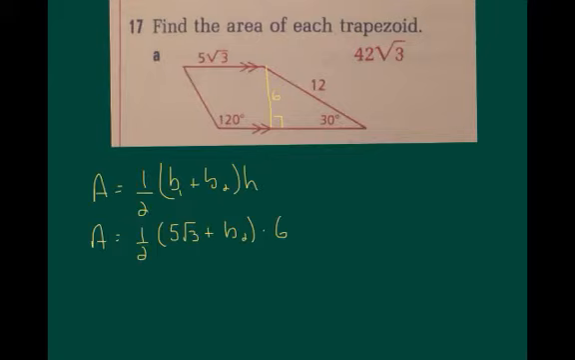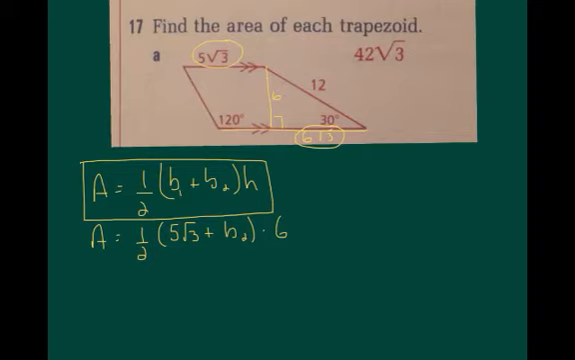I think it's a good idea with these to write out the formula that you need to identify the different parts that you're missing from the given. I can see that I was already told the upper base is 5√3, and I just solved for the height. So now all I need is the length of this lower base. So how am I going to find that? Well, I know that this portion, if I solve the right triangle, is going to be 6√3. So now all I need is this remaining other portion.